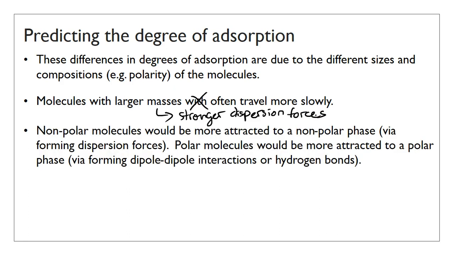And the other thing has to do with polarity. So nonpolar molecules would be more attracted to a nonpolar phase, and polar molecules would be more attracted to a polar phase. So I think this is pretty obvious as well. This is very similar to the like dissolves like rule that we learned in year 11. Nonpolar substances like nonpolar substances, because they can form strong dispersion forces between them, whereas polar substances would like polar substances. Now, the type of intermolecular forces that you can have between polar molecules would depend on the molecule, so you can either have dipole-dipole interactions or hydrogen bonds. And you bet that I would ask you to identify which one based on the situation.